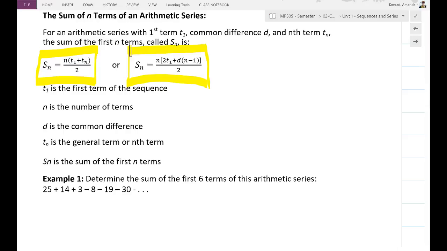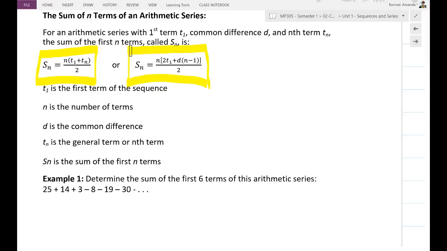So we've got our first example here. Determine the sum of the first 6 terms of the arithmetic series. 25 plus 14 plus 3 minus 8 minus 19 minus 30 minus ... Never forget the ... I know it seems silly, but you need to use it because that is going to keep going forever.